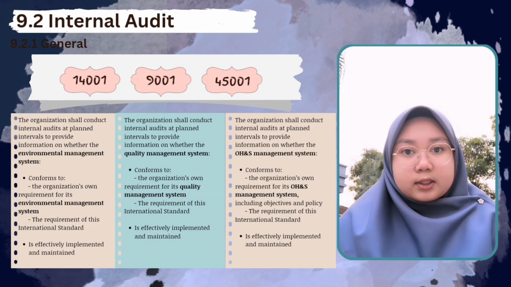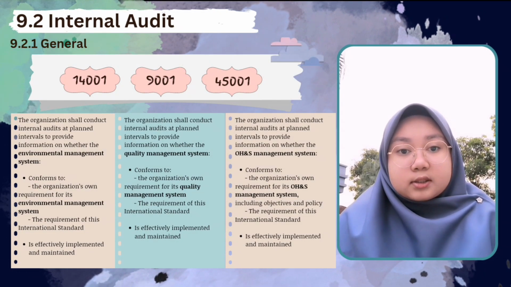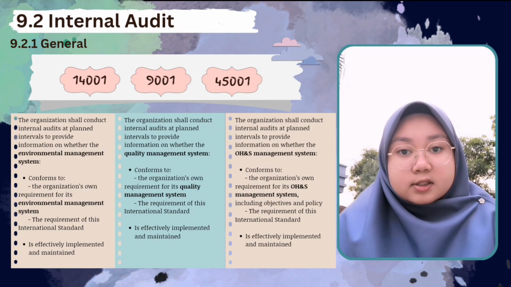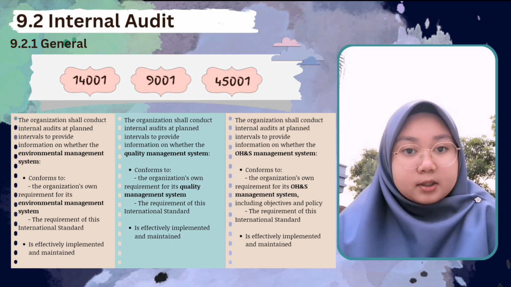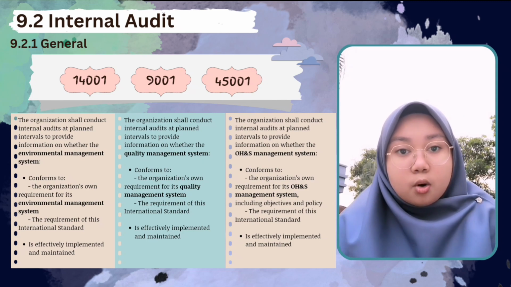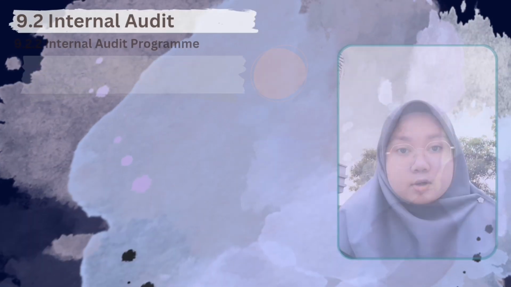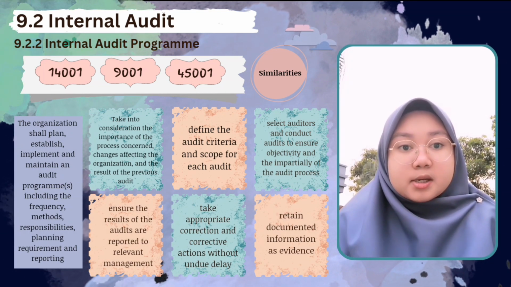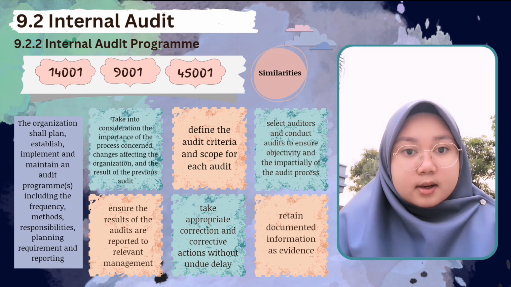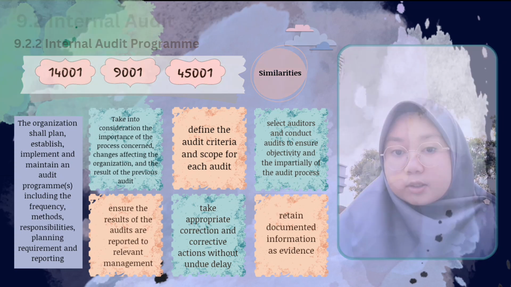9.2 internal audit. This point highlights how the internal audits should be conducted, and the only difference between these three standards is how the organizations need to fulfill the requirement based on the standards' respective main focus, like environmental, quality or OH&S management system. For 9.2.2 internal audit program, all of the standards have similarities here, where it mentions how the organization should plan, establish, implement and maintain an audit program.